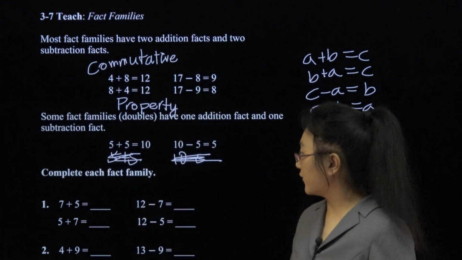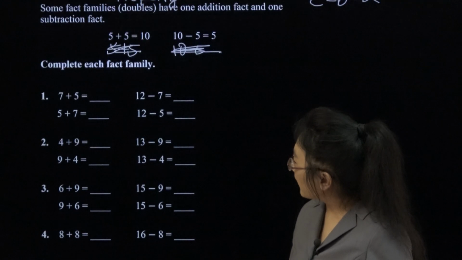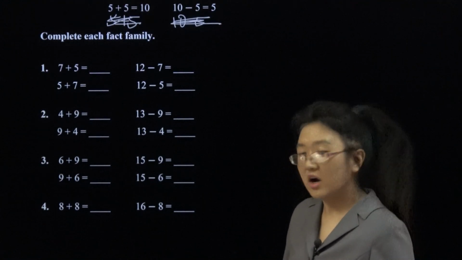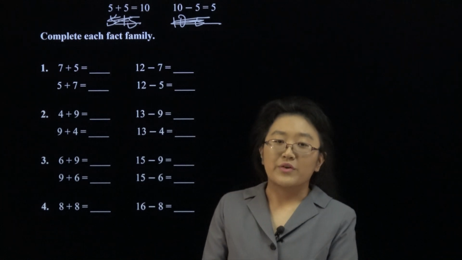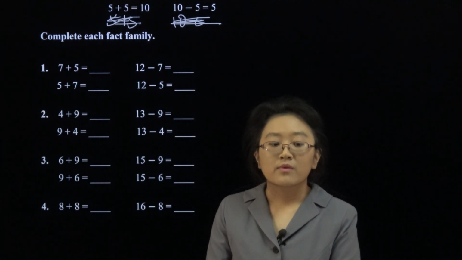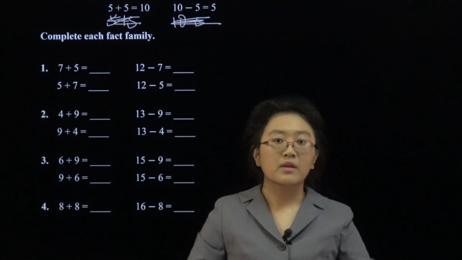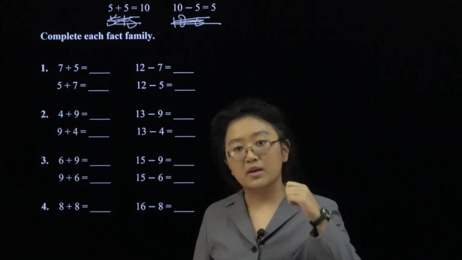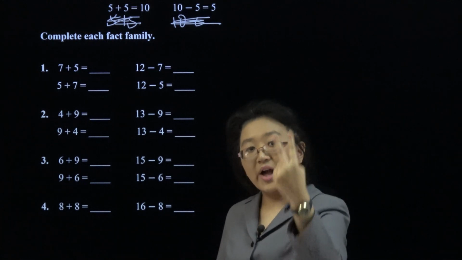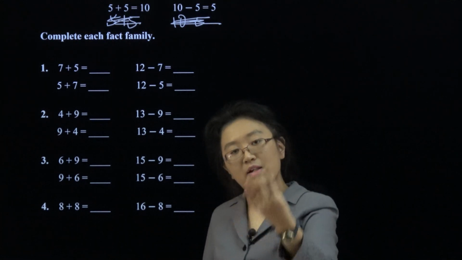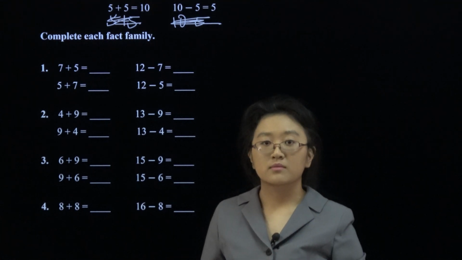Alright, so we have, for our first one, 7 plus 5. Alright, what's 7 plus 5? If you remember, then good job. But for those that don't, 7 plus 5 would be, so let's count from 7, 8, 9, 10, 11, 12. 7 plus 5 equals 12.